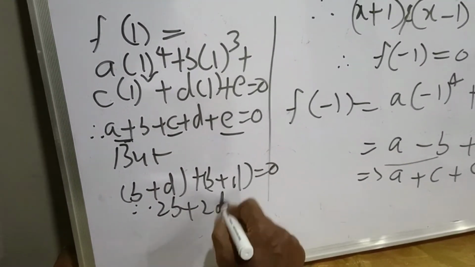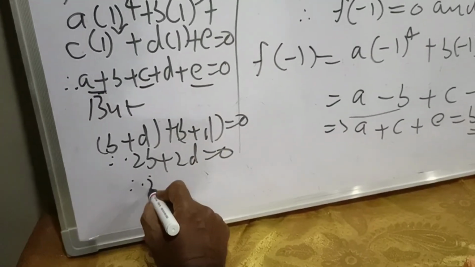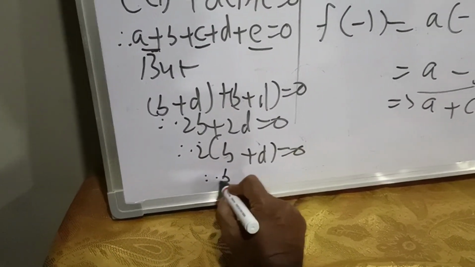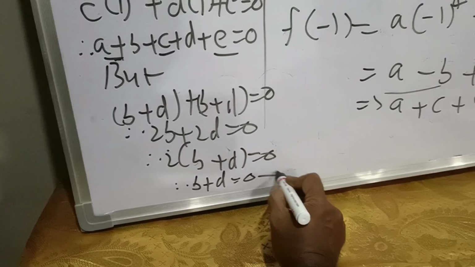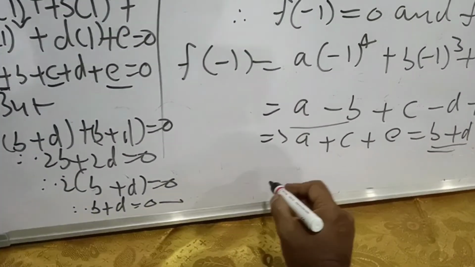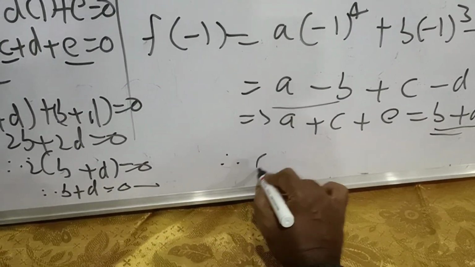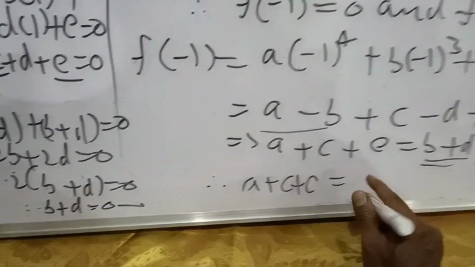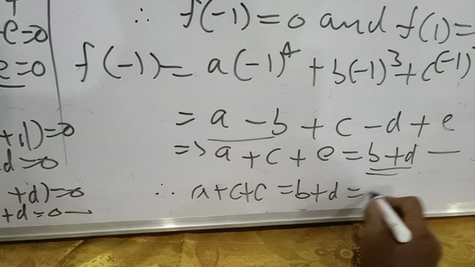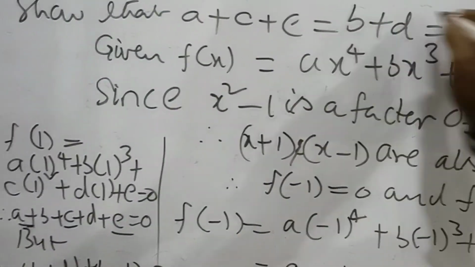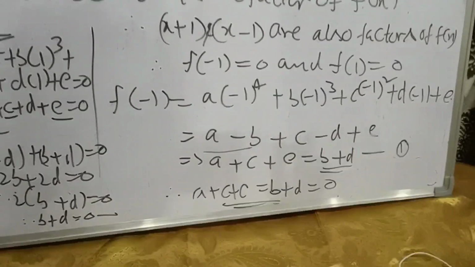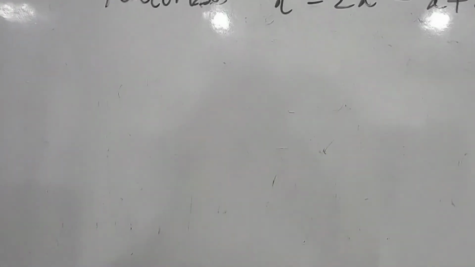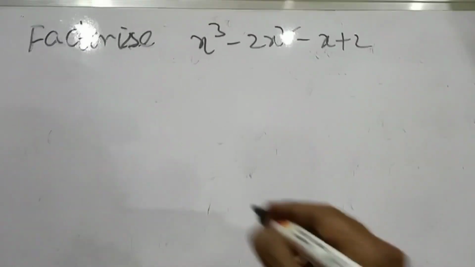B plus d, again b plus d is there. 2 into b plus d is equal to 0, so b plus d is equal to 0. Here a plus c plus e is equal to b plus d, and b plus d is equal to 0. Hence we got the required result. Hence proved. A plus c plus e is equal to b plus d is equal to 0.